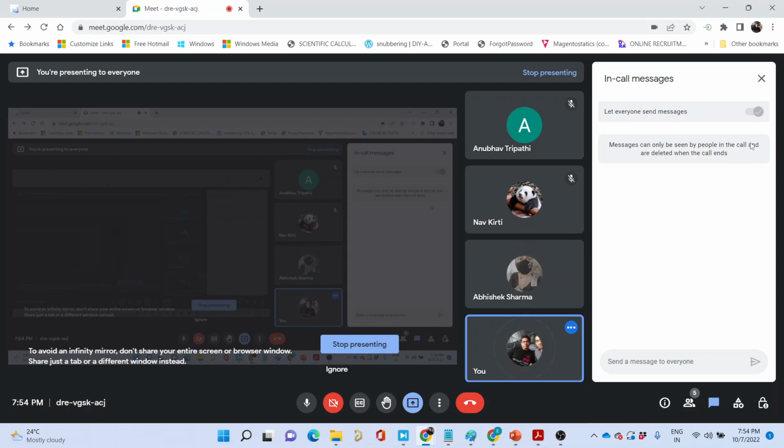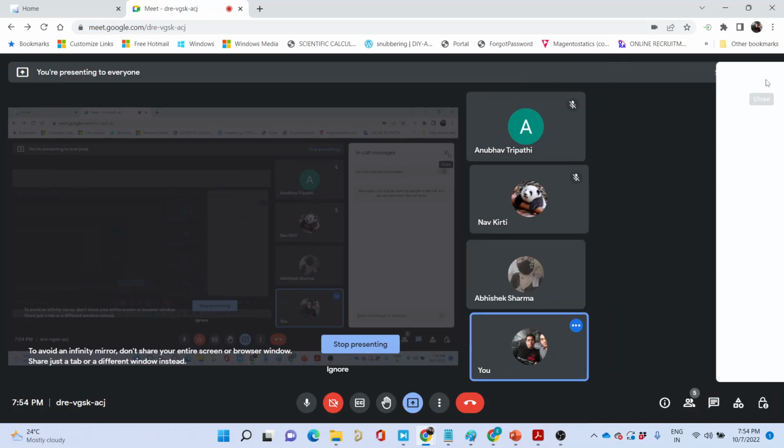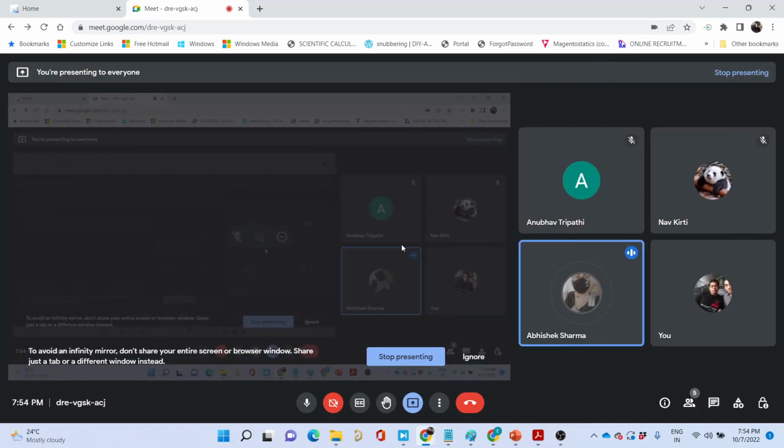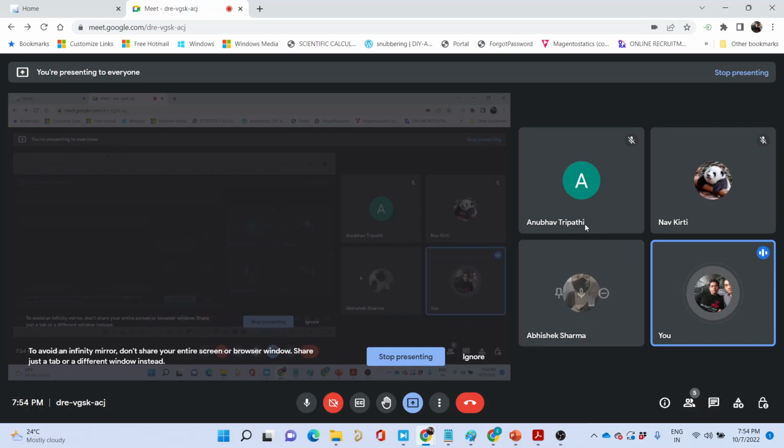It's difficult. Okay. One option is screen sharing. Okay, that you can do. You share your screen. That you can do. Share your screen. Okay.